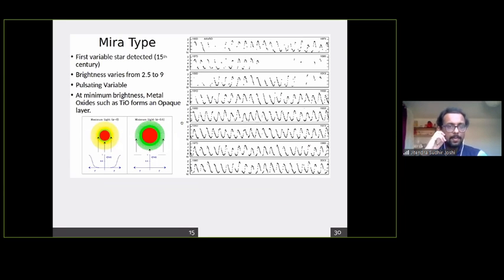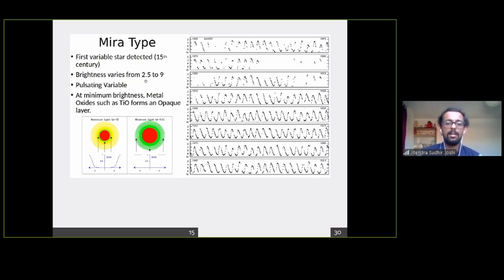So Mira type is the first variable star detected, and you can see the brightness changes from 2.5 to 9. I should tell you that the bigger the number, the fainter the star is. So 2.5 is bright and 9 is faint. Also the scale is logarithmic, so it's not like 2.5 and 9.